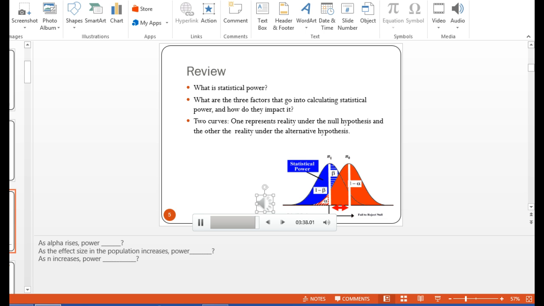So keep working with it, keep thinking about it, don't give up, persist through this so that you can have a good idea of each of these different elements and how they impact the probability of us detecting a true effect that really does exist in the population.